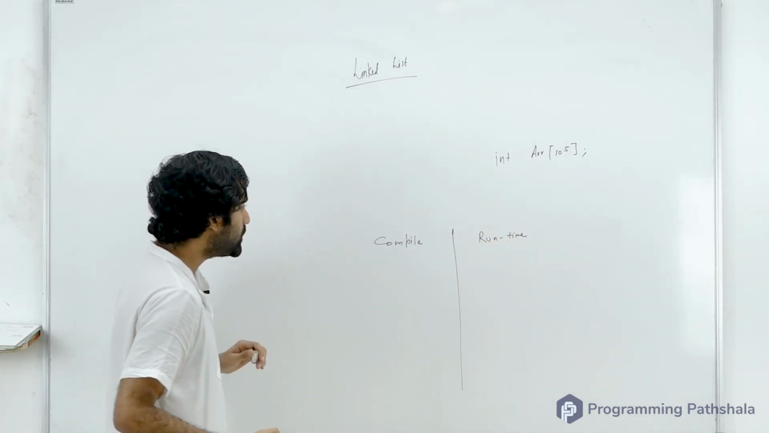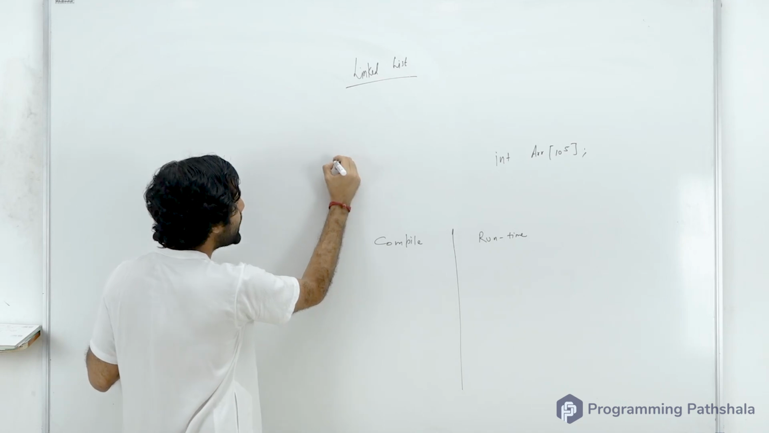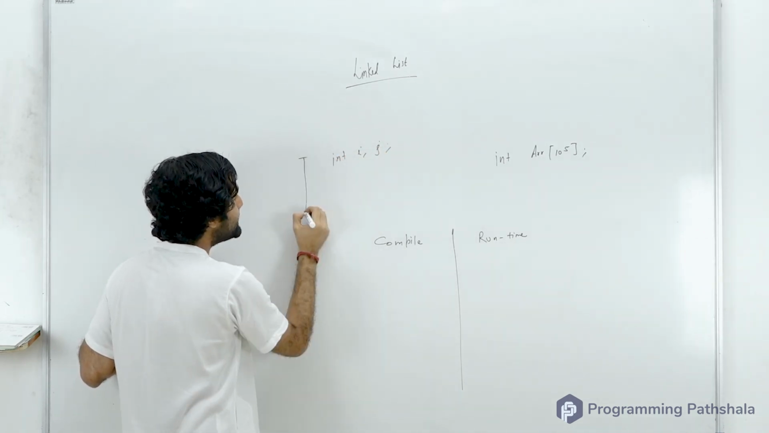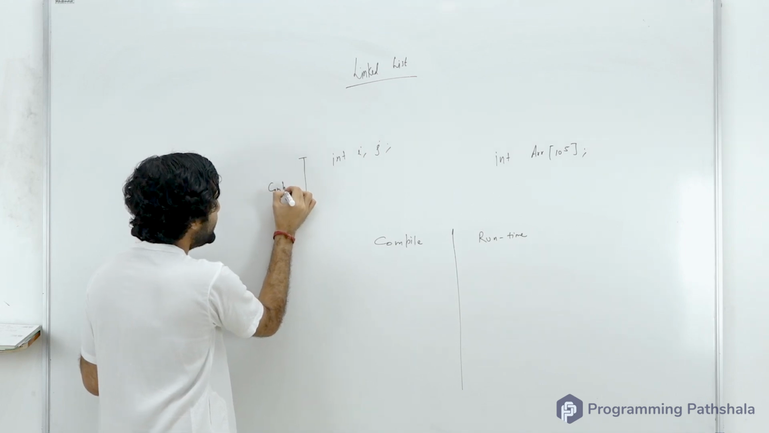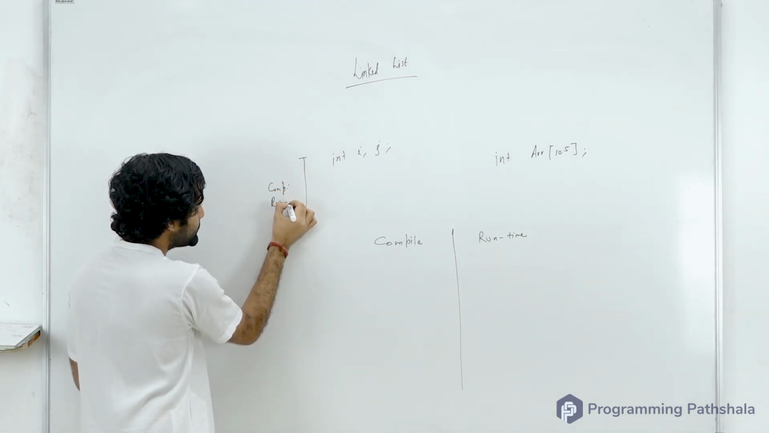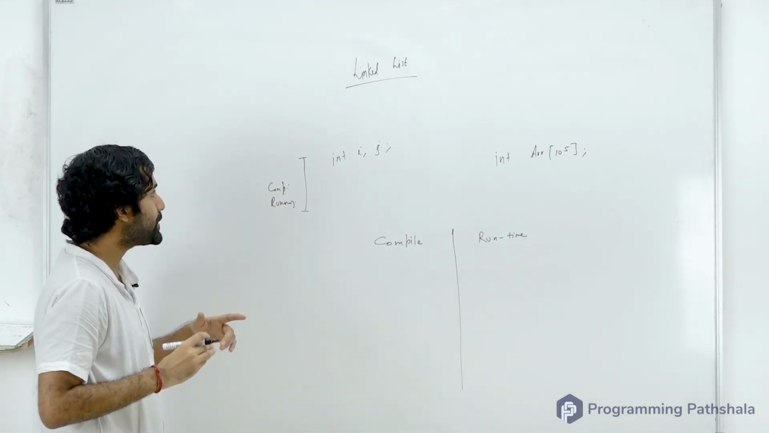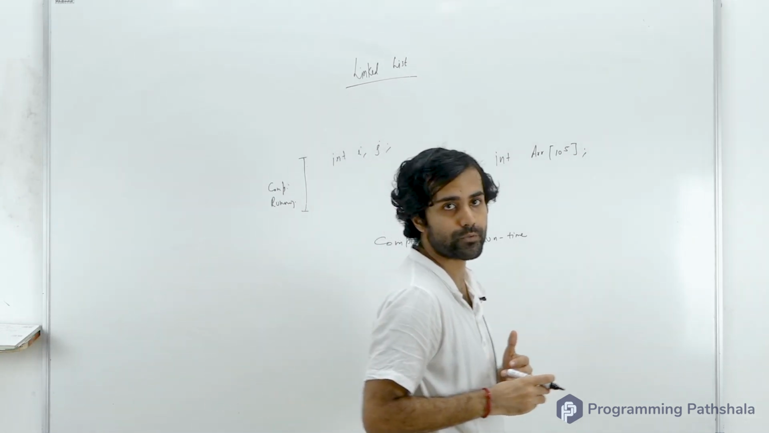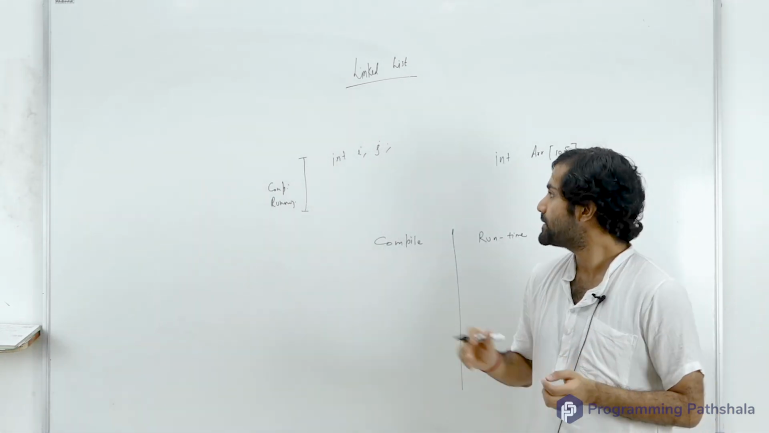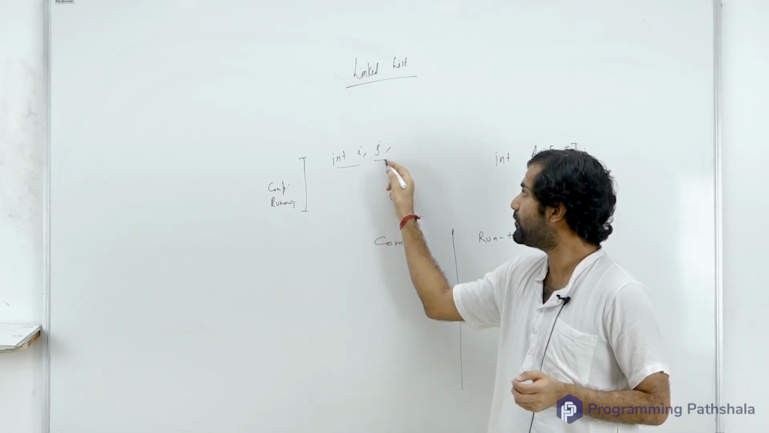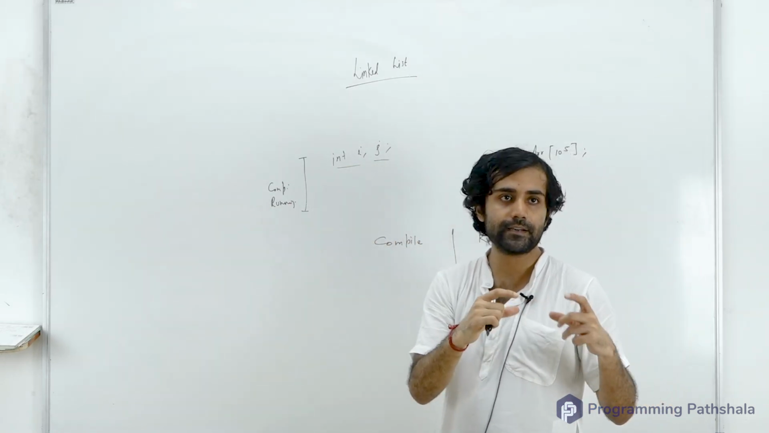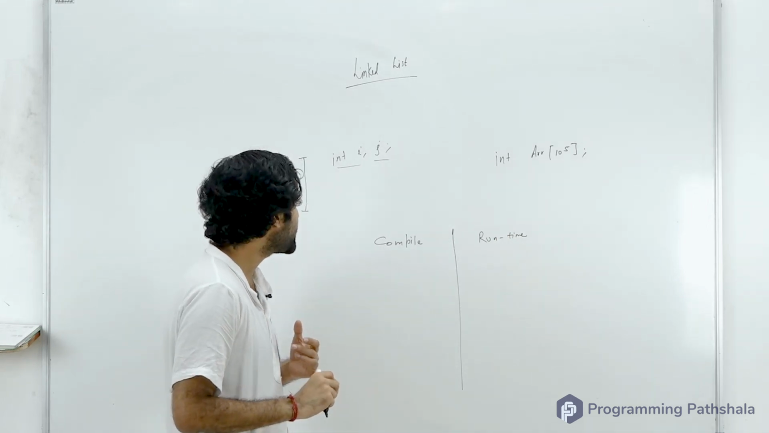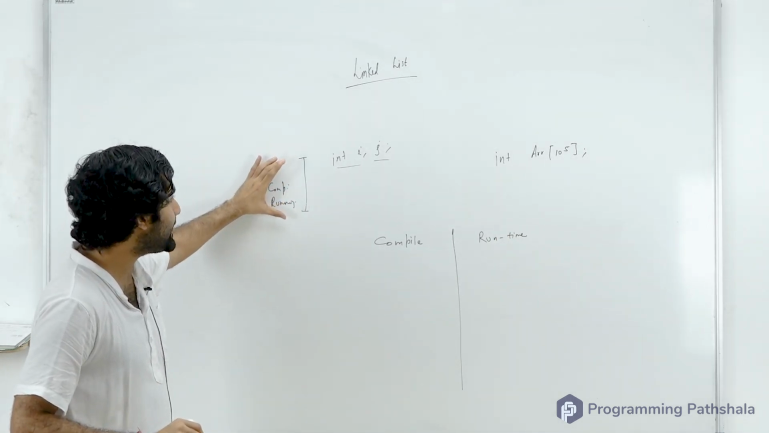What I mean by that is, let's say you have in your code int i, j. Now when the compiler is running, it is trying to convert your code into a machine language code, machine level code. During that point of time, it will perform these memory allocations. It will create a block of memory for i and another block of memory for j. So that is compile time memory allocation.